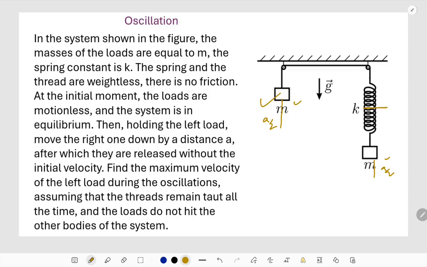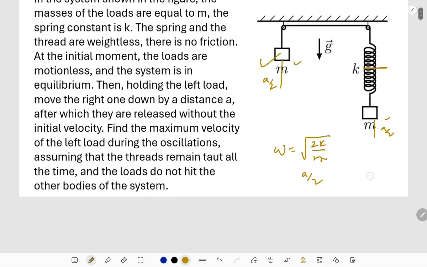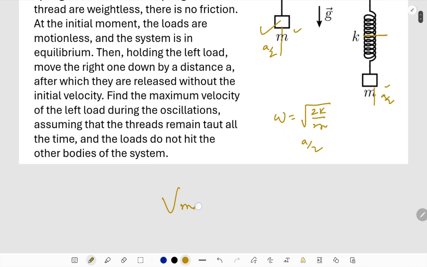And so I can say here that omega of their oscillations will be simply square root of 2k by m, the circular or angular frequency of oscillation, and their amplitudes are equal to a by 2. Therefore the maximum velocity is amplitude times omega, that is a by 2 under root 2k by m, and this will become a under root k by 2m, and that's our answer.